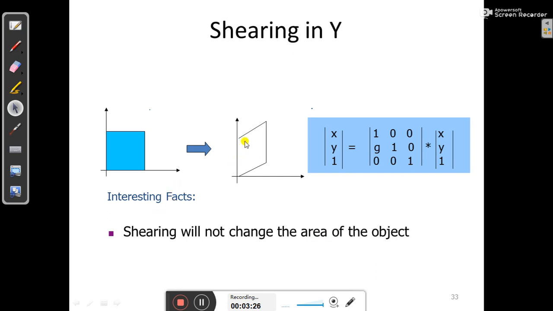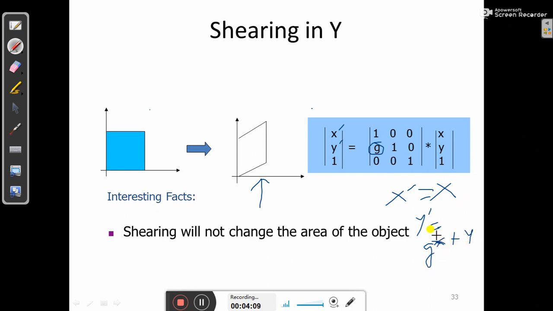Again, if you want to shear the object in the other direction, only the y value will be changed linearly with x. Here you can see this value z is introduced. So x will be the same in this case, x dash equal to x. And y dash equal to z multiplied with x plus y, and the rest will be 0.